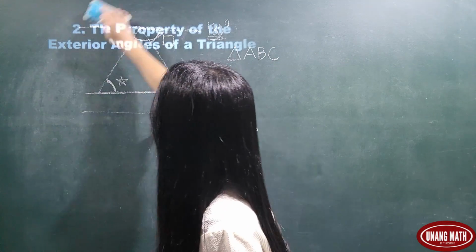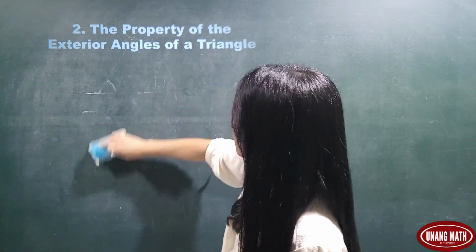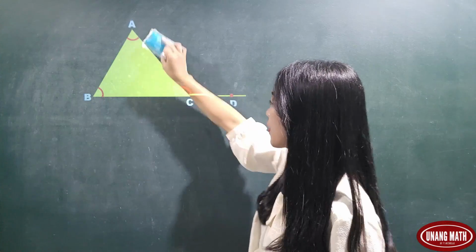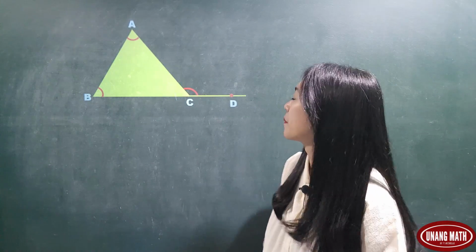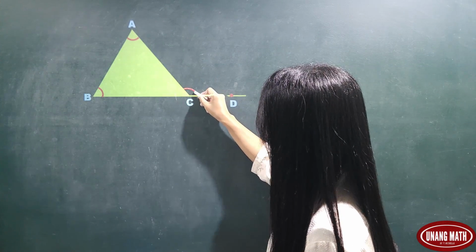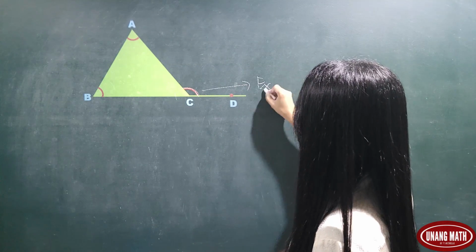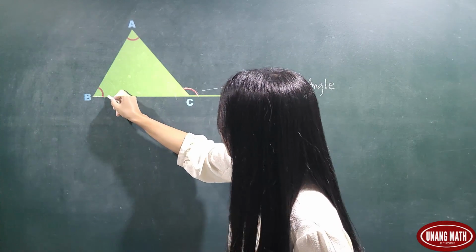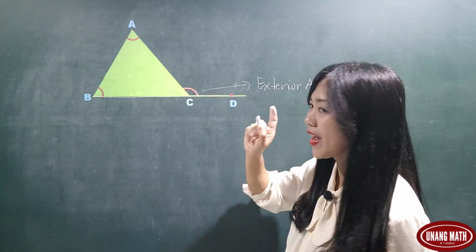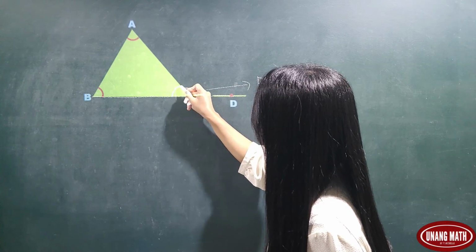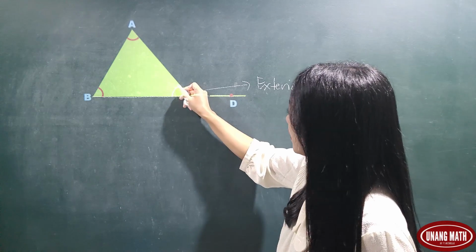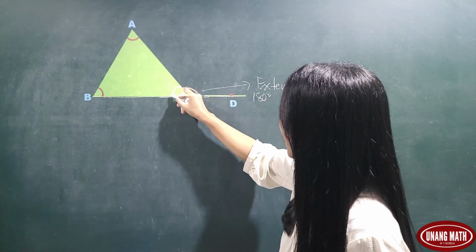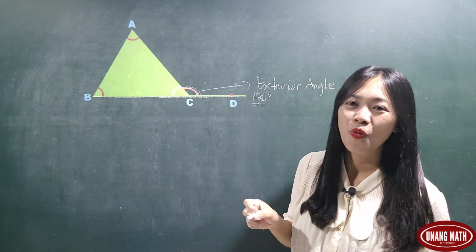Moving on. What about the property of the exterior angles of a triangle? Let's show an illustration for you to understand the property of the exterior angles of a triangle. In this figure, this is our exterior angle. If it's an exterior angle, we just have to extend the side of the triangle. If this is our interior angle, this is our exterior angle. Interior plus exterior angle is equal to 180 degrees. This is a straight angle, or a straight line. So this is equal to 180 degrees.